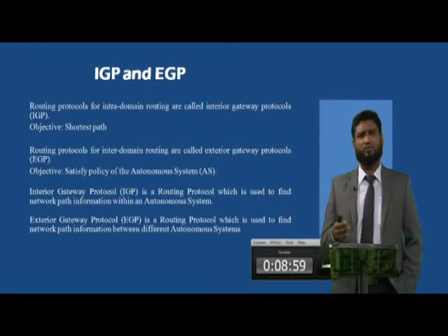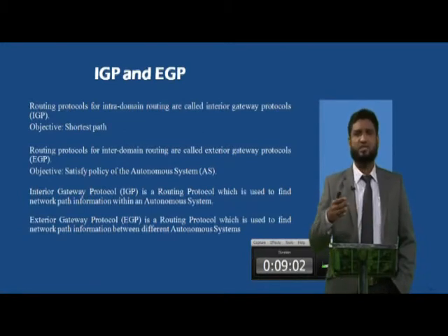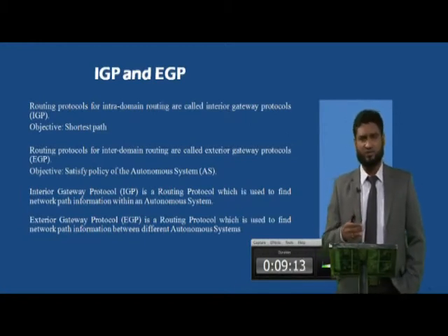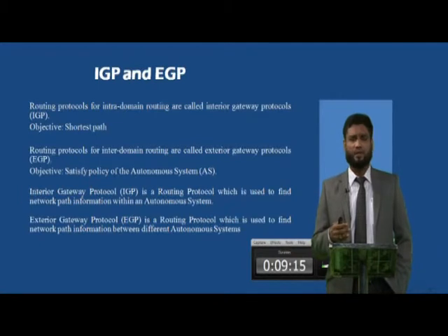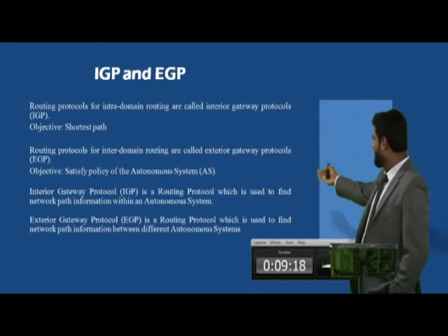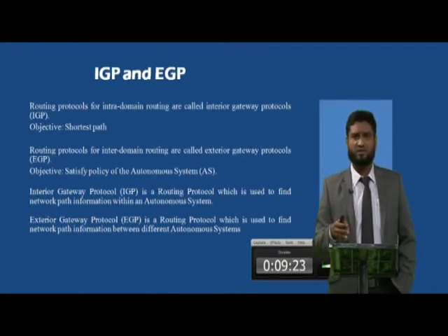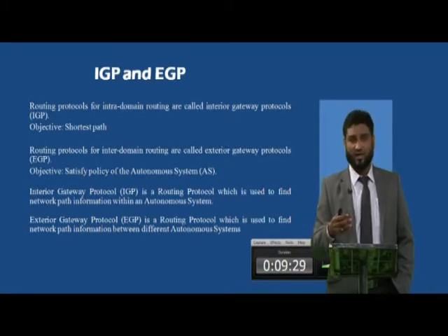For IGP, suppose I have one network, which is an autonomous system. This autonomous system has a lot of routers. Inside this autonomous system, one routing protocol is considered for remote networks. Suppose this autonomous system has 5 routers and there are 3 remote networks. It is also considering remote networks, but this protocol is called an interior gateway routing protocol because it is used in the same autonomous system.